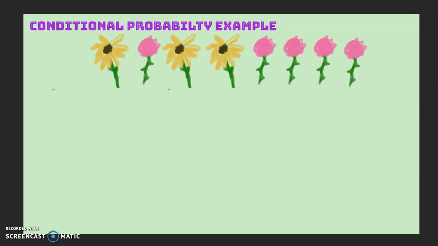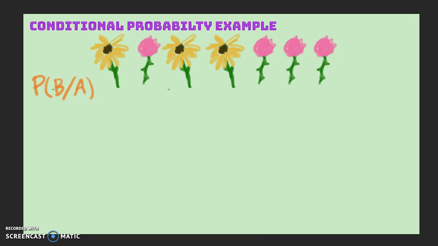Okay, so let's say that there are 3 sunflowers and 5 roses in a garden. If I take 1 rose out of the garden and don't replace it, what is the probability that the next flower I pick will be a sunflower? Okay, so we started out, as you can see, with 8 flowers in total, but then I took one. I took 1 rose.